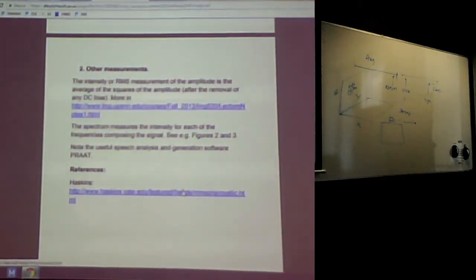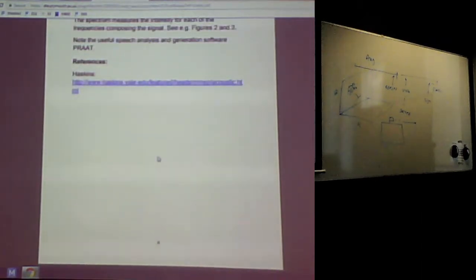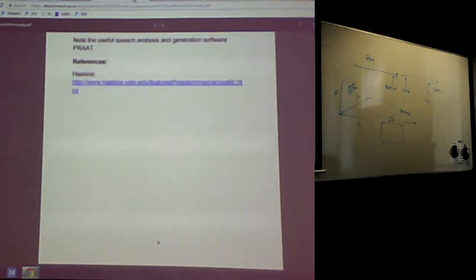So there's other measurements which contribute to prosody specification. And I don't know if you know about the Praat software. Have you heard of that? It's a nice software to analyze sounds and speech and so on. So that's a very quick one on sounds.